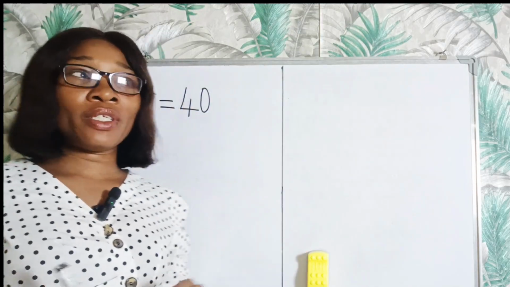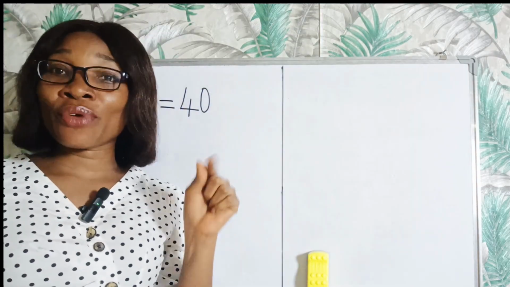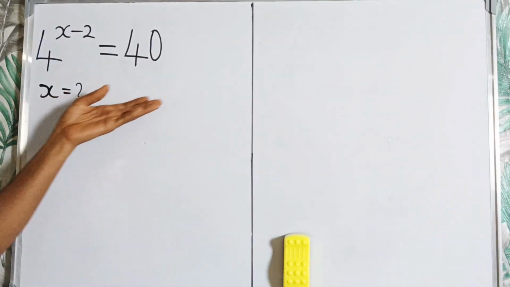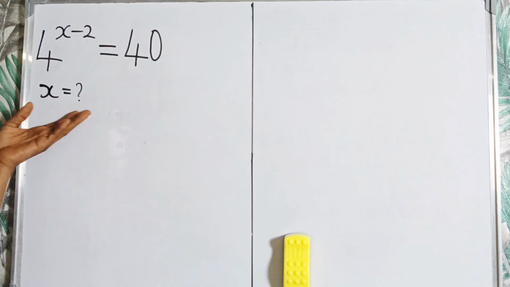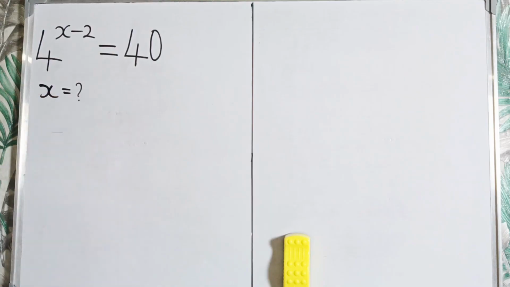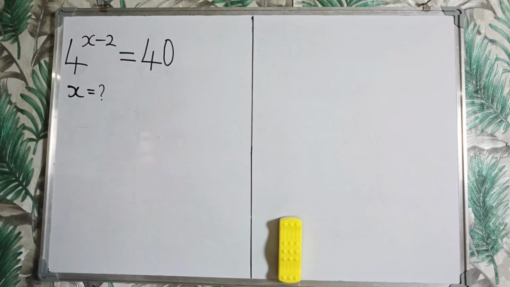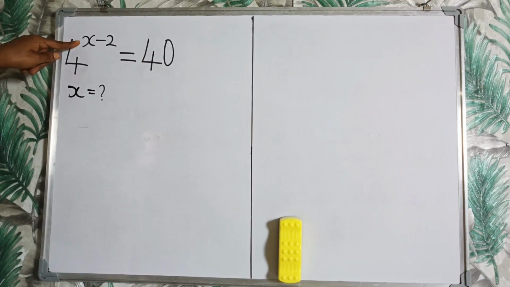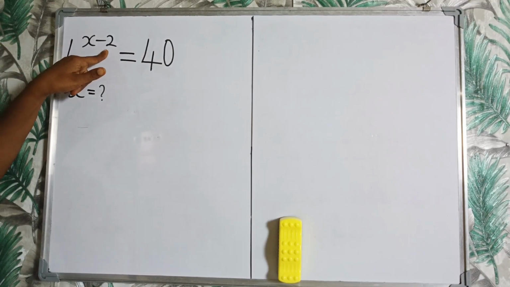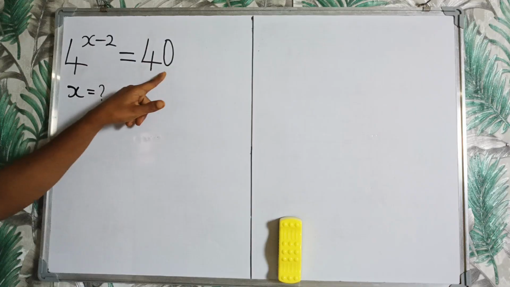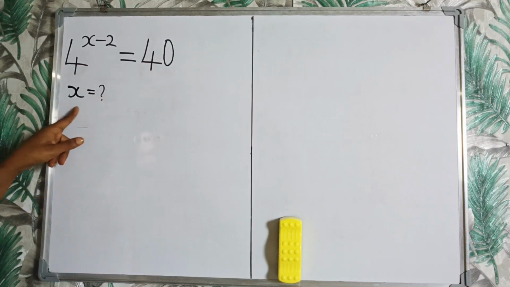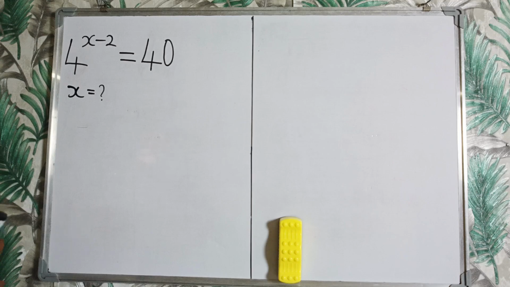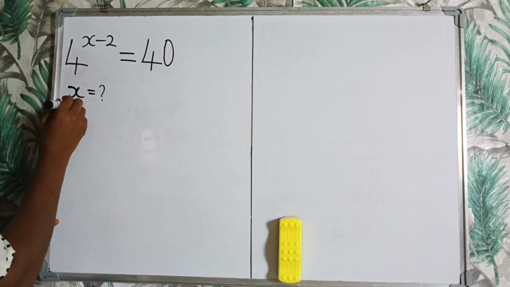Today we are on Exponential Series Part 3, and I'm going to show you how to solve this exponential equation step by step. The question we have here says 4 raised to power x minus 2 is equal to 40. And then we are asked to look for the value of x. So we are going to begin with a solution.